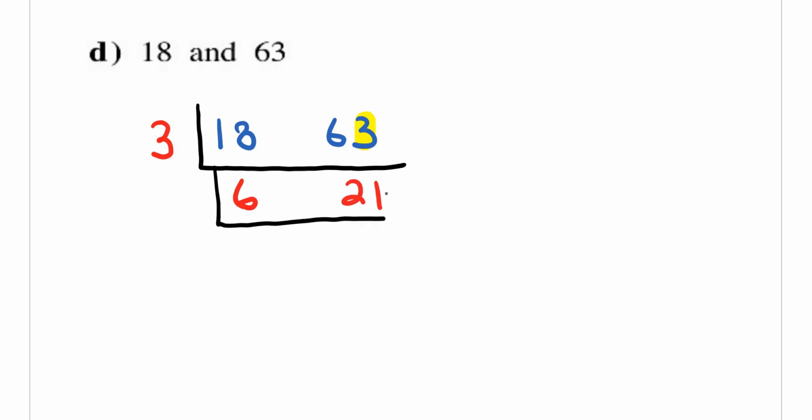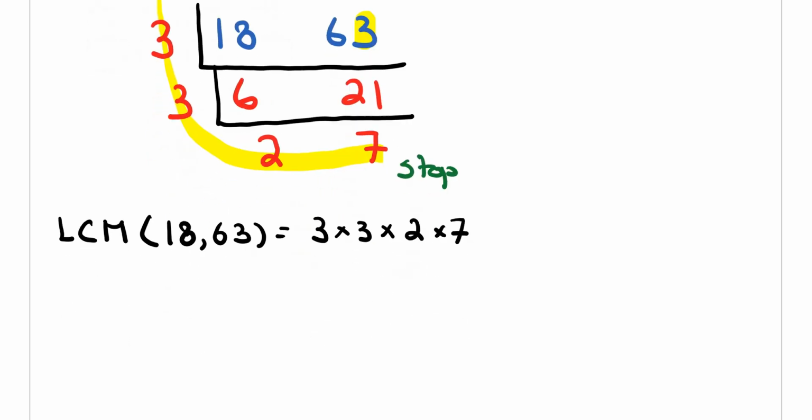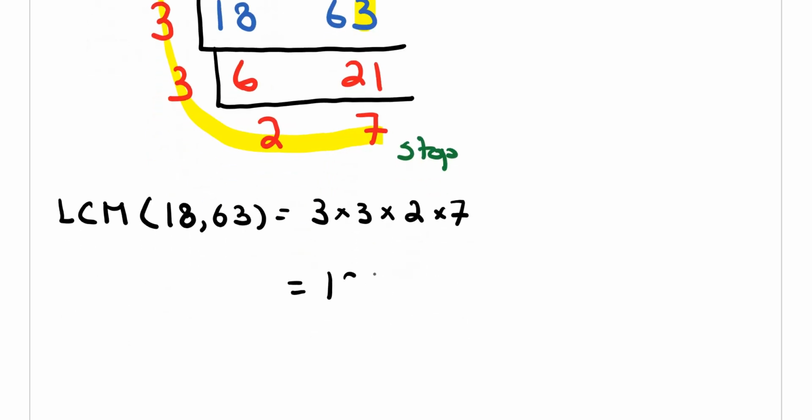Let's continue making the table here. A number that divides both 6 and 21, we can use 3 again. And now we get 2, and 21 divided by 3 is 7. And this is where I can stop. Okay, so the least common multiple is basically all these red numbers being multiplied. So I can write this out as the least common multiple between 18 and 63. It's going to be 3 times 3 times 2 times 7. And that's going to be 126. Okay, so the answer for 6D is 126.